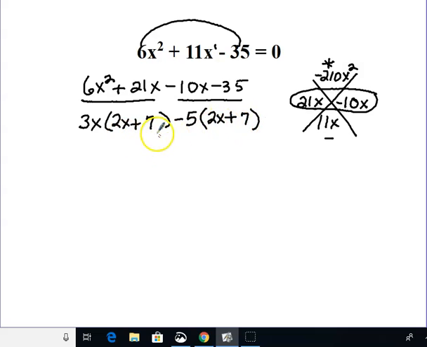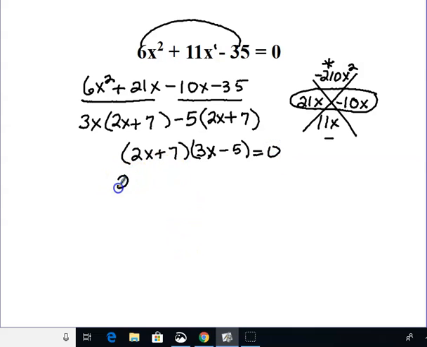Notice how both of these parentheses are the same, and that's exactly what you want. I am factoring out what I see in common here, which is the 2x plus 7. Factor out 2x plus 7, and you write down what you have left when you factor that out. So I would have a 3x and a minus 5. So these are the factors of 6x squared plus 11x minus 35.